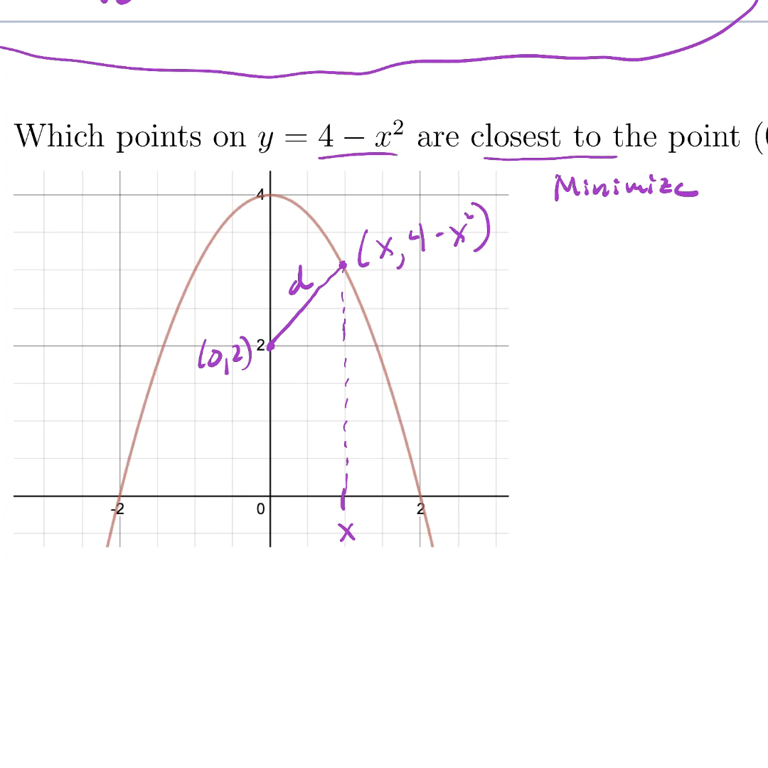Okay, so if you remember the distance formula from middle school, great. Just go ahead and apply it. If you don't, just draw in this right triangle. This distance here is the distance from 0 over to x, so it's just x. And this distance here is 4 minus x squared. That's the total distance. Take away this distance from x up to this point, which is 2. It's the change in y here, which is 2 minus x squared.